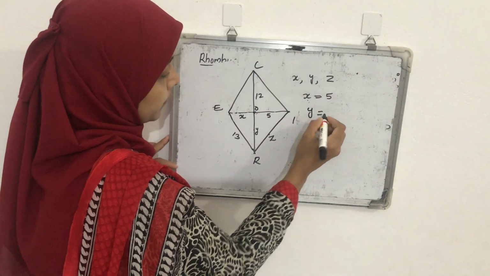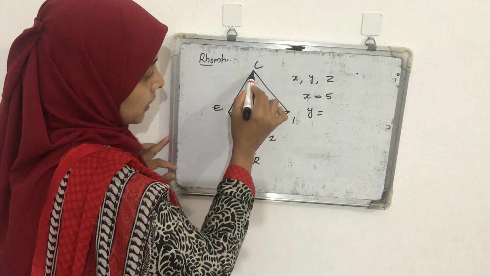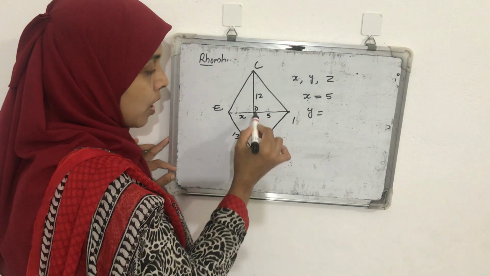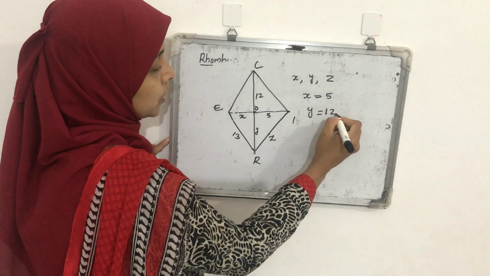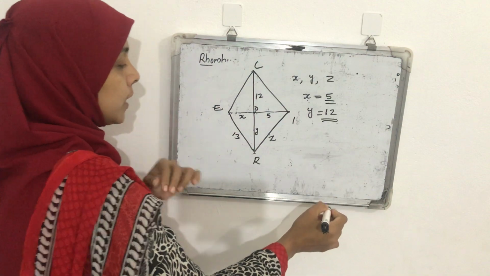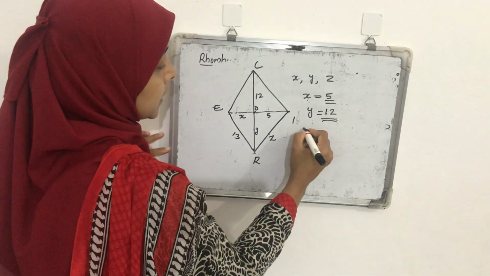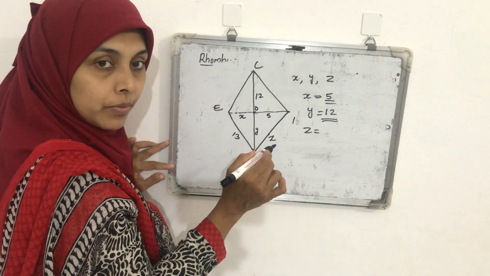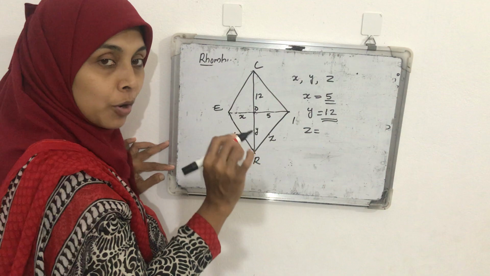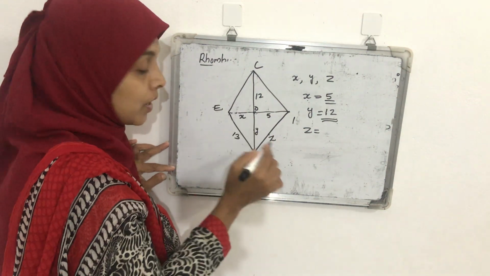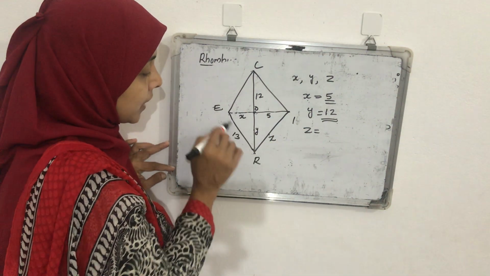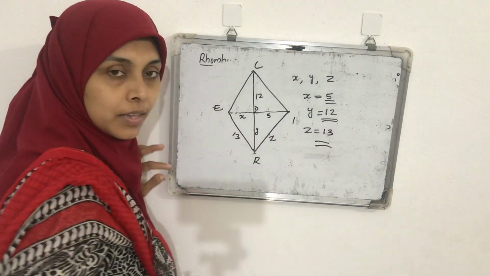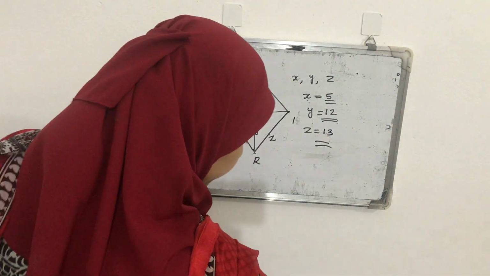Then what will be Y? Just like the second diagonal, OC is given as 12. The same length will be OR also. So Y is equal to 12. Now Z also we want to find out. Z is the side length of the rhombus. We know the properties of a rhombus: all the sides are equal. And here another side, ER, is given as 13. So Z is also 13. That is simple.